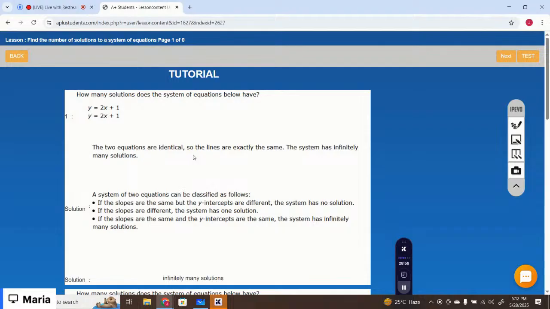A system of two equations can be classified as follows. If the slopes are the same and the y-intercepts are different, the system has no solution. So the slope is the same and the y-intercept is different, that means the system has no solution. If the slopes are different, the system has one solution. If the slopes are the same and y-intercepts are the same, the system has infinitely many solutions. So we have to look for two things, the slope and the y-intercept, right? Let's just start with the test questions.